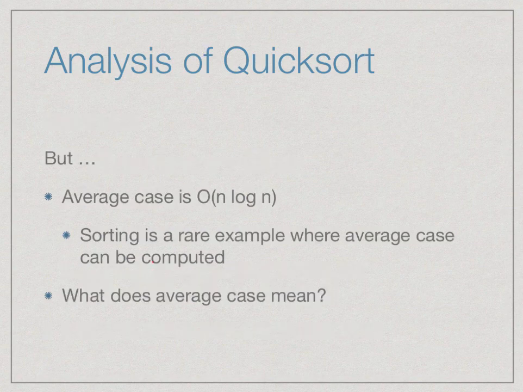Now it turns out that Quicksort, or sorting in general, is one of the rare situations where we can actually compute the average case, and the average case for Quicksort turns out to be order n log n. So let us quickly look at what it means to compute the average case.